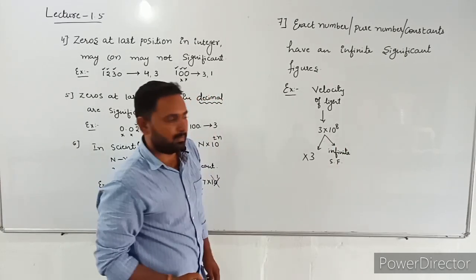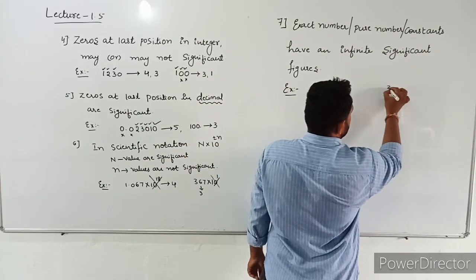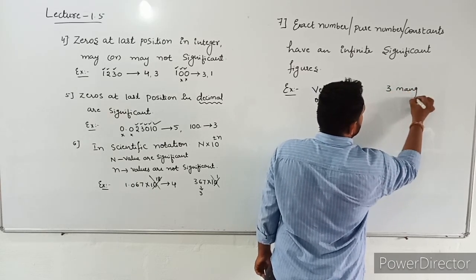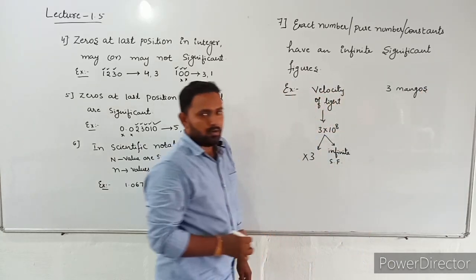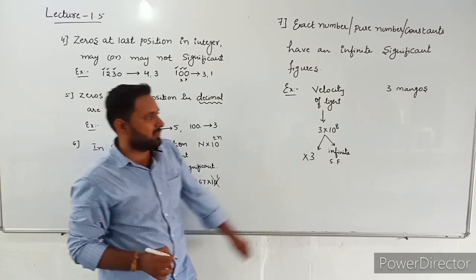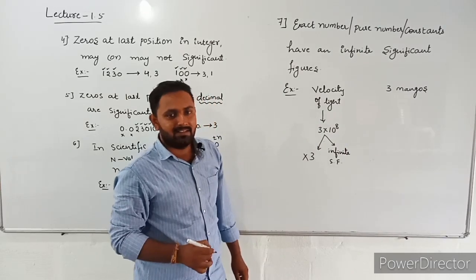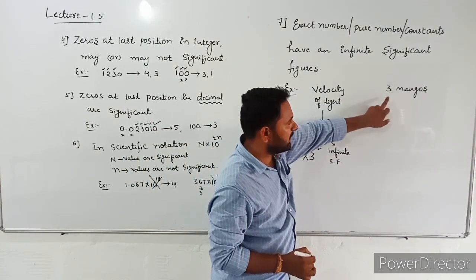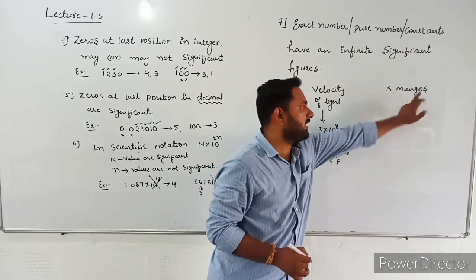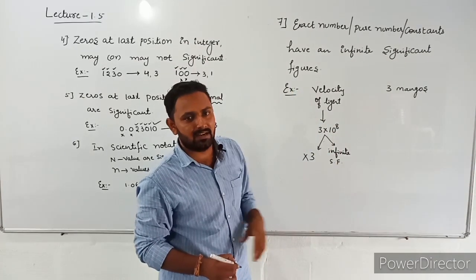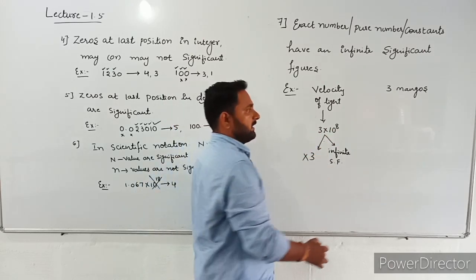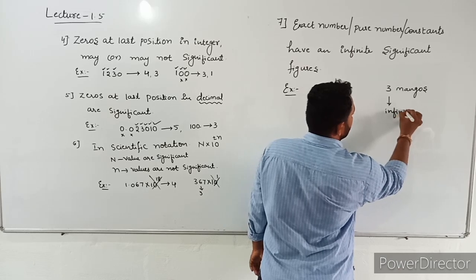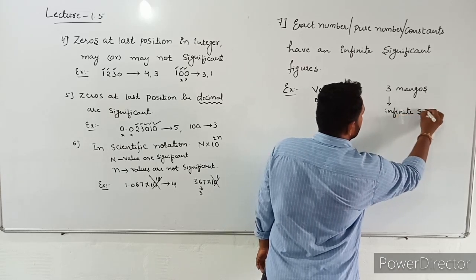Okay, one more example. 3 mangoes. Now tell me how many significant figures are present in this number? 3? No, it is wrong, because it is an exact number. 3 is an exact number. There are 3 mangoes. It means it is an exact, fixed number. So it has infinite significant figures.